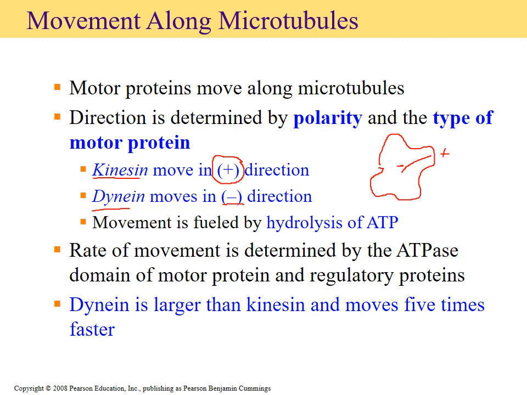So that means that kinesin will tend to move from the center of the cell towards the outside by the cell membrane, where dynein will move from the outside towards the inside. All of this will be fueled by the ATPase enzyme that they are able to hydrolyze within their structure. And depending on how much ATPase or how large the ATPase domain is will control the overall movement and rate of movement of these motor proteins. Let's go ahead and take a look at this from an illustrative aspect.